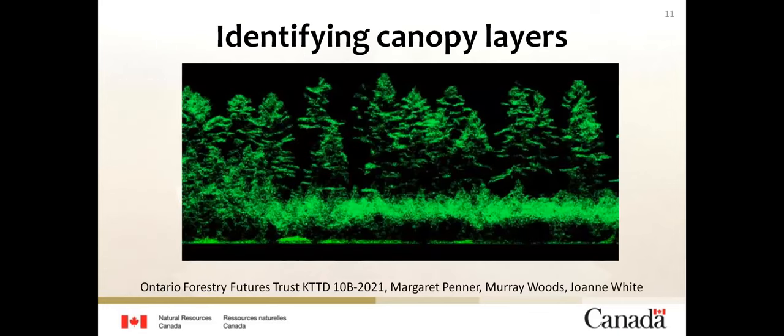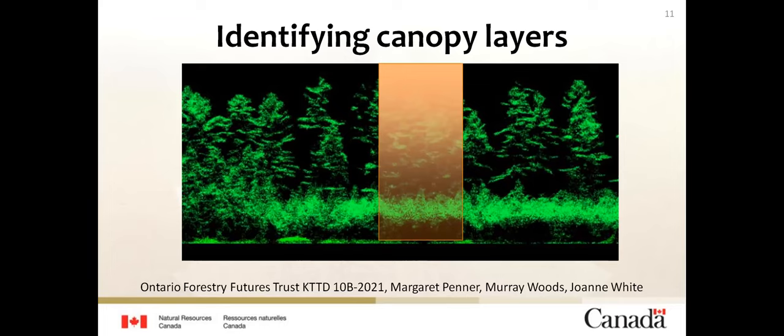The next thing I want to talk about then is identifying canopy layers. When we do an area-based attribute estimate for an EFI, the LiDAR looks at the entire plot. It looks at everything in the plot. We generate an estimate of volume, for example, and it's for everything in the plot. But in this case, we have a uniform shelterwood. So this stuff at the bottom here is actually regenerating pine underneath this canopy of mature pines.